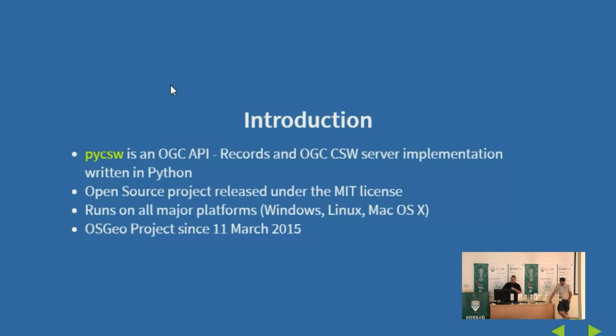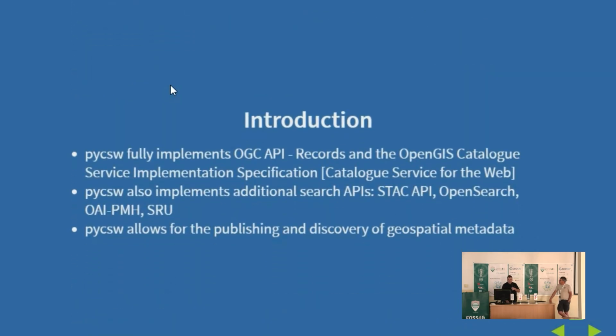CSW standard. Obviously, it's open source, and it works on all the major platforms, and it's been an OSGeo project since 2015. It fully implements the standards. It's a reference implementation for CSW, and we are striving for reference implementation status for OGC API Records as well.